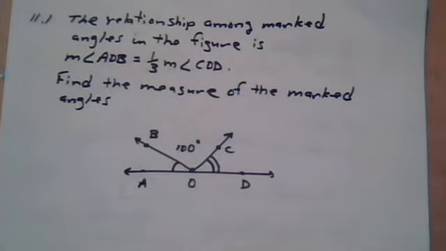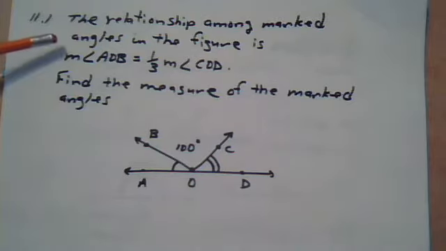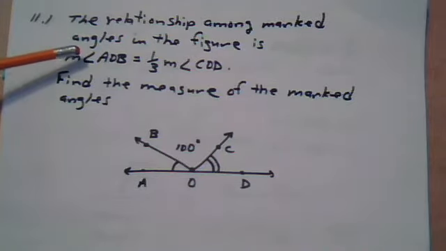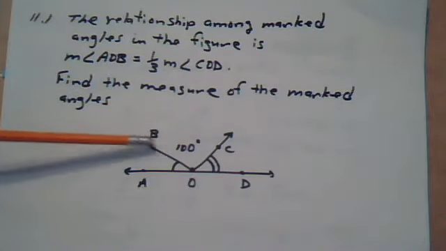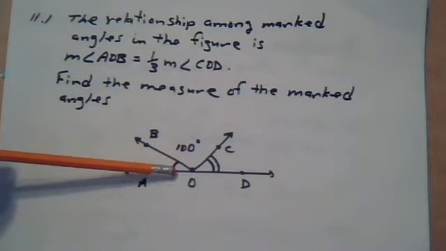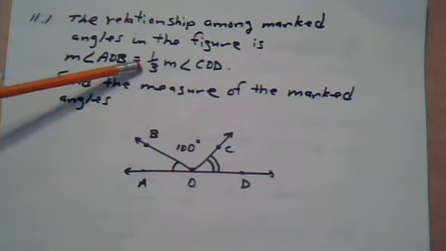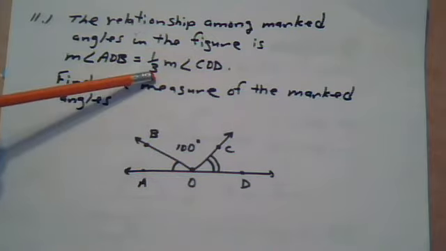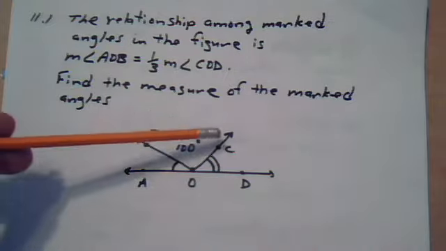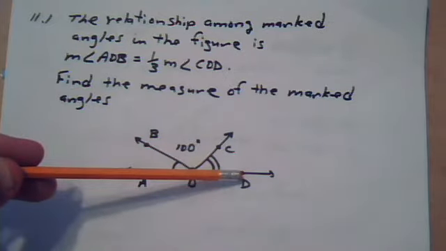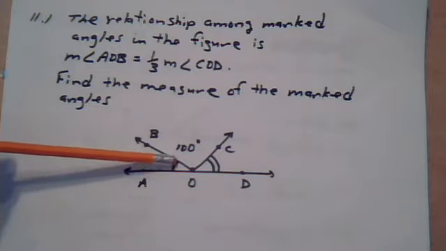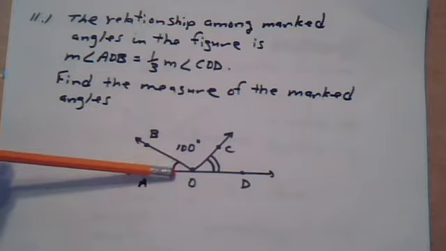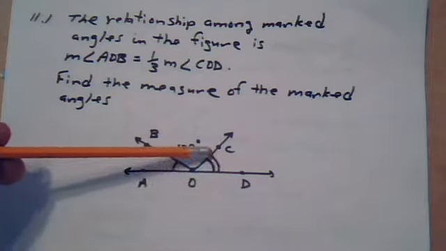The relationship among marked angles in the figure is: the measurement, this M means measurement, the measurement of angle AOB, it's this one that's been marked, equals 1/3 the measurement of angle COD. So this one that has one arc is 1/3 of this one that has two arcs.